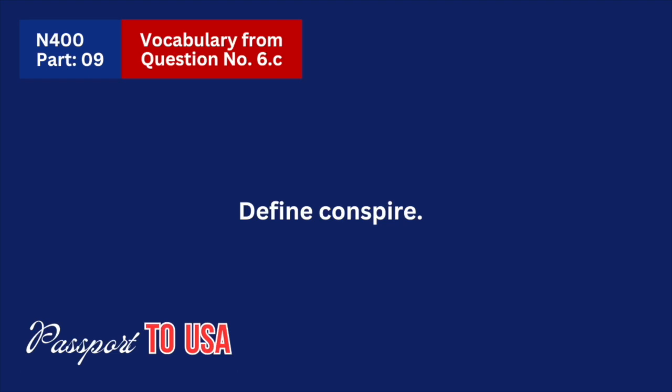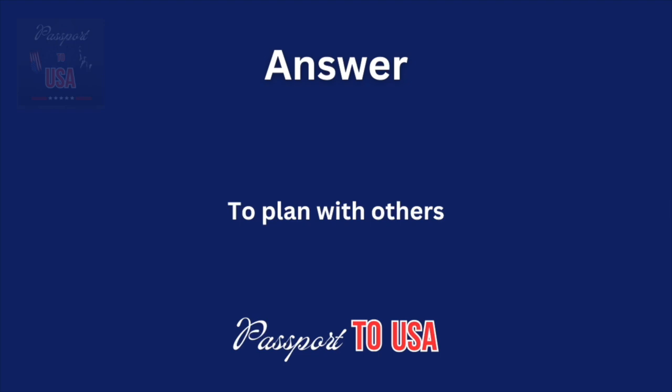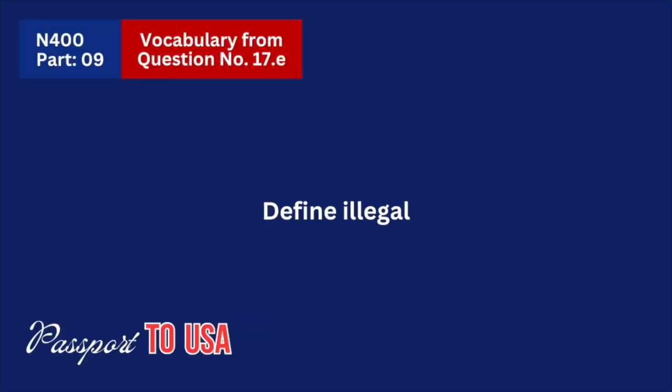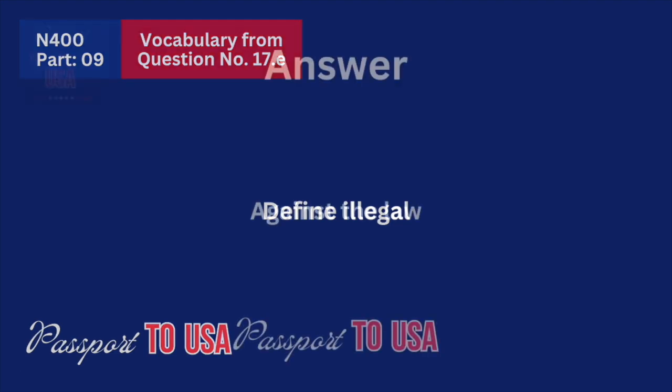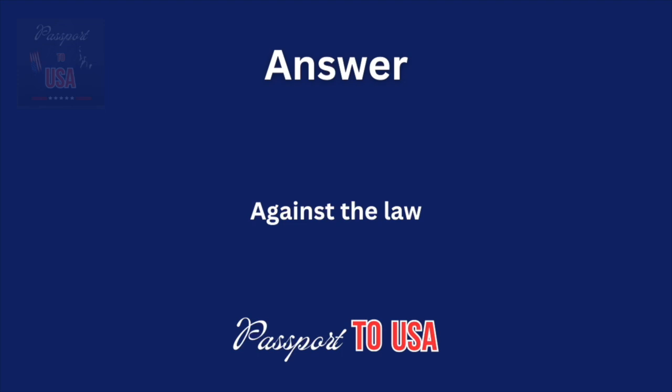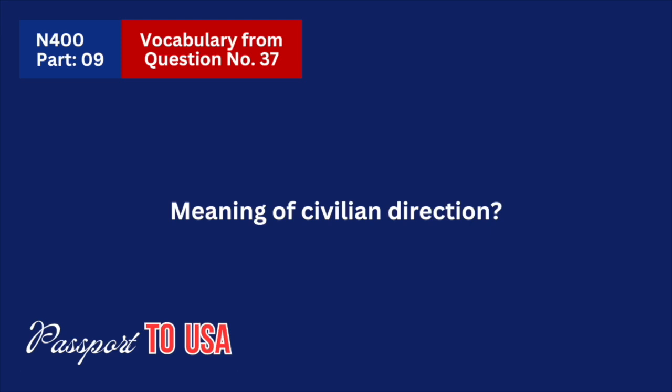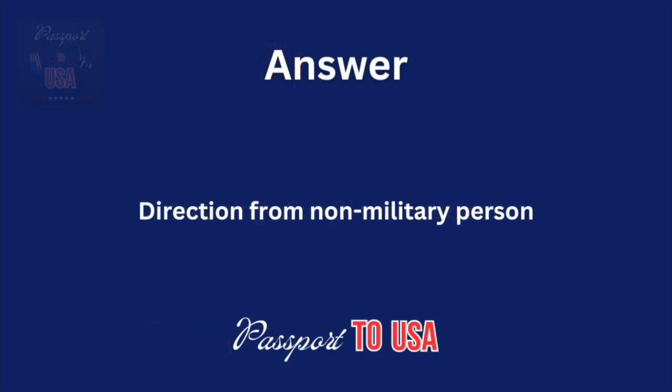Define conspire. To plan with others. Define illegal. Against the law. Meaning of civilian direction? Direction, from non-military person.